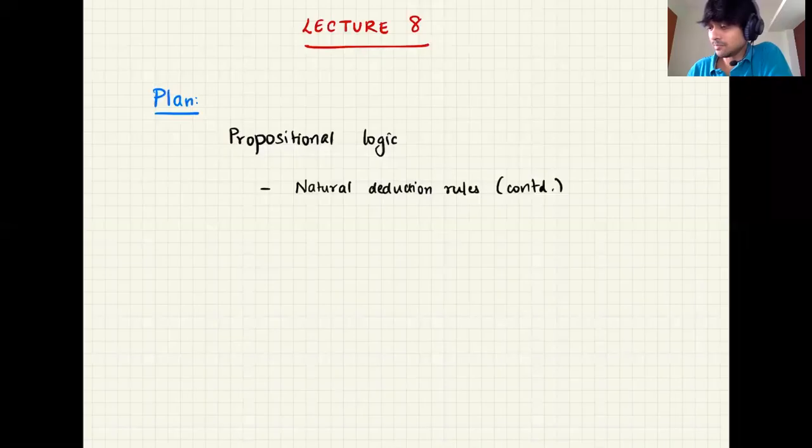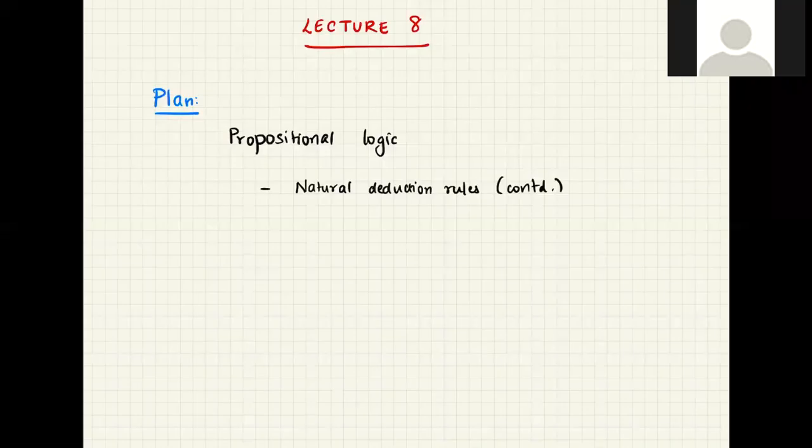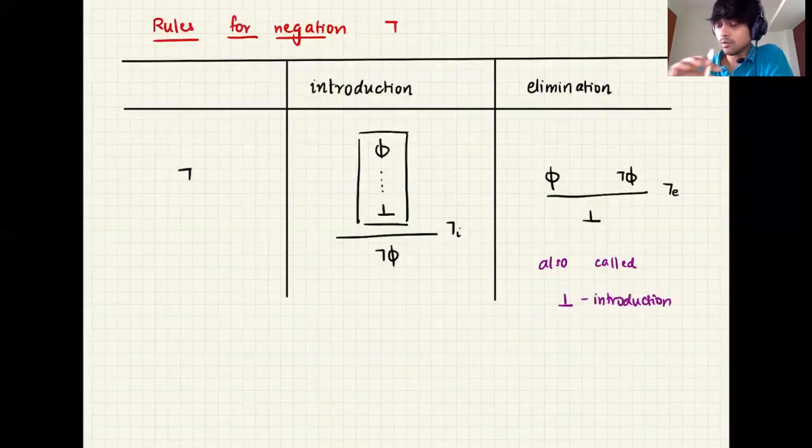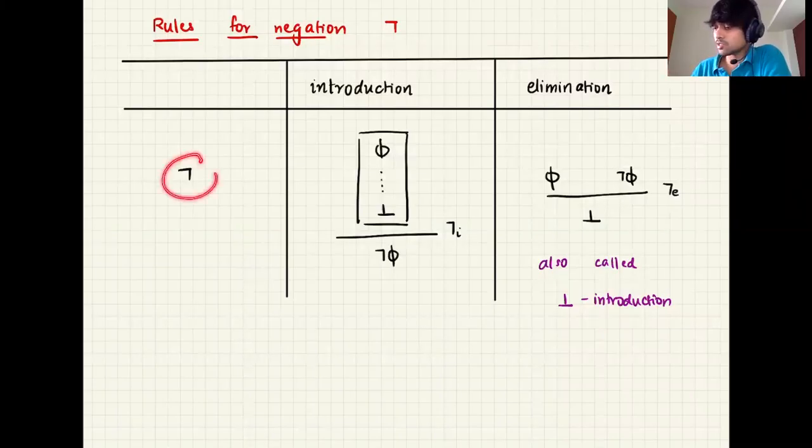Okay, let's see. So as I mentioned last time during the summary, we had not seen rules for negation. Okay, so how to deal with the negation operator? So yet again, there are two rules: introduction and elimination. So how do we introduce a negation? If I want to derive something of the form not phi, how do I do that?